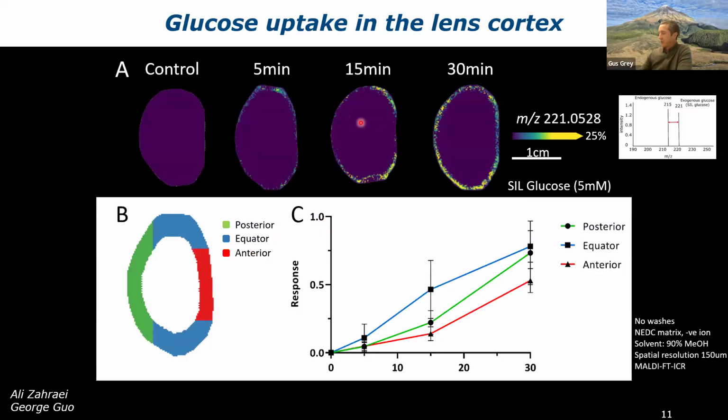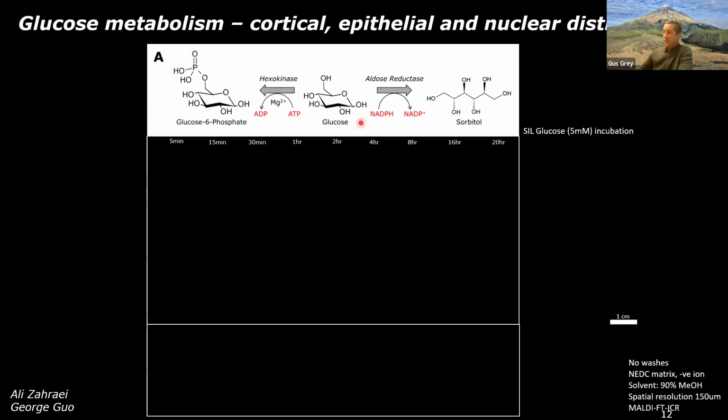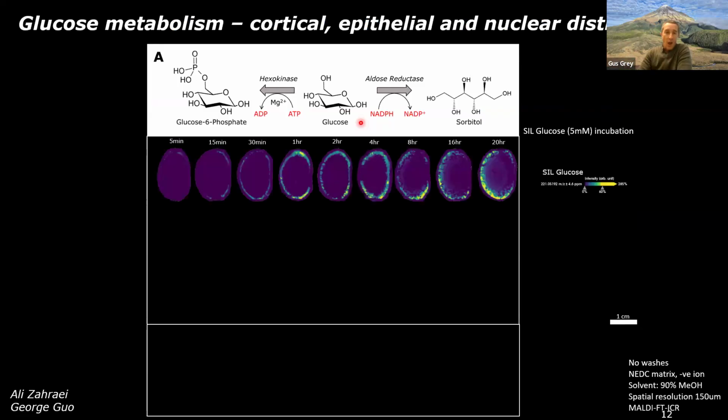Not only can we look after half an hour, but we can extend that time frame out to up to a day. And we can also then look at the metabolism of that labeled glucose. So here's just the parent molecule, the labeled glucose. Again, we've got that uptake in the germinative region. And then after about 16 to 20 hours, we've got signal pretty much throughout the lens, although interestingly enough, we're lacking the signal on the anterior surface.